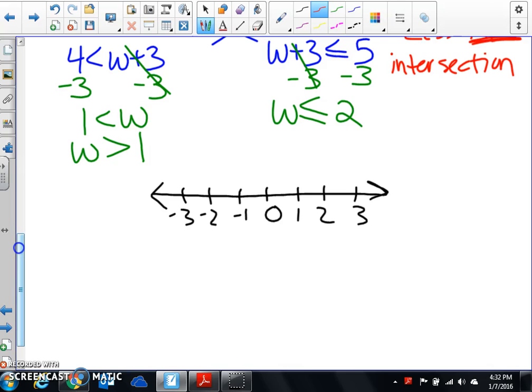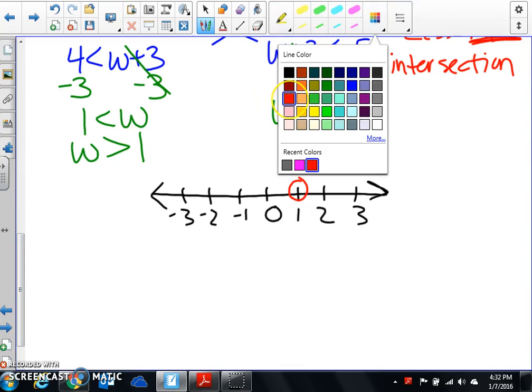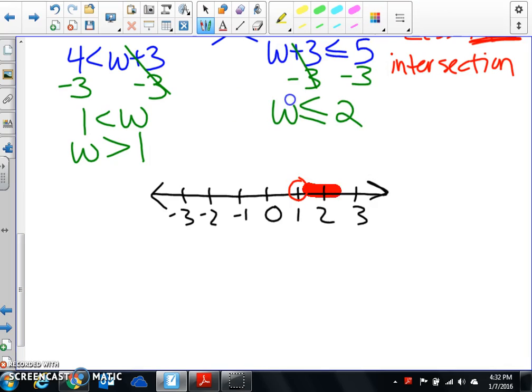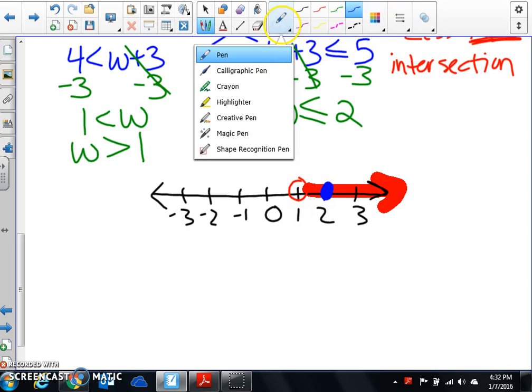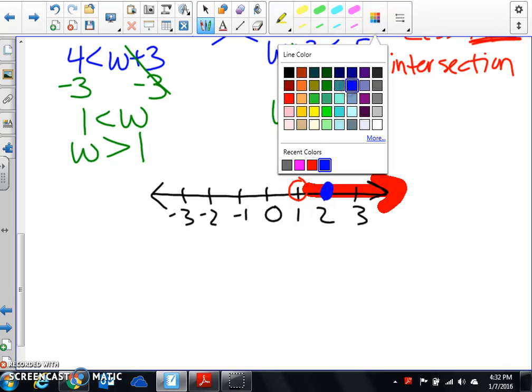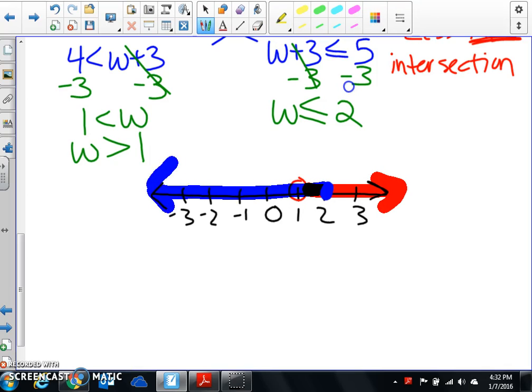I'm going to do this one first. So I go to 1. It's an open circle. Let me use a highlighter so it'll be a little bit better. Okay. And then it's pointing to the right. Next one, I go to 2. It's a closed circle. And it's pointing to the left. All right. So my solution, remember, this is just my work. Here's my solution, my graph.